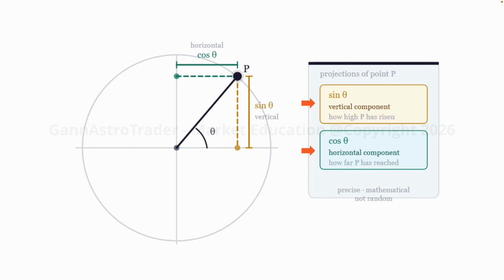Imagine a point moving along the circumference of a circle. As that point changes position, its horizontal and vertical projections also change. These projections are not random. They follow precise mathematical relationships defined by trigonometric functions.